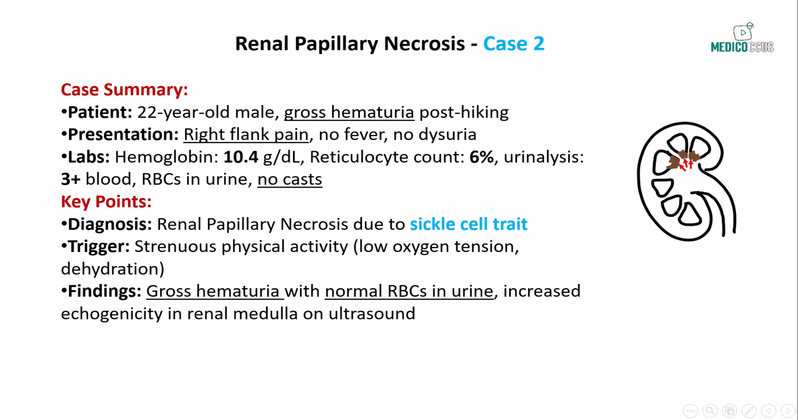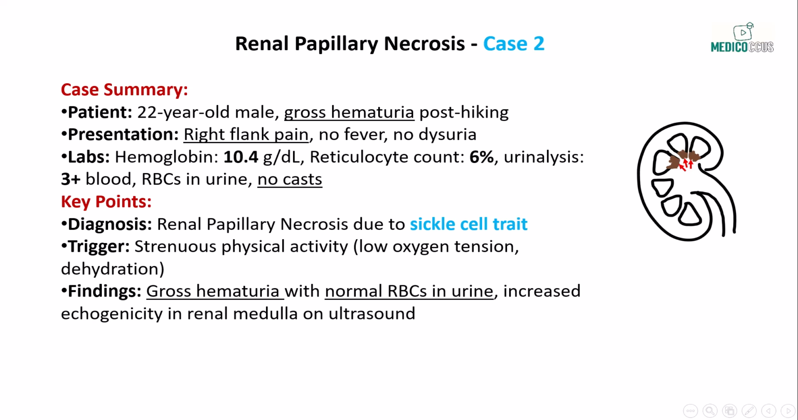To summarize the high yield points, renal papillary necrosis typically presents with gross hematuria, flank pain, and occasionally the passage of tissue fragments in the urine. The conditions most commonly associated with renal papillary necrosis include sickle cell disease or trait, diabetes mellitus, analgesic nephropathy due to chronic non-steroidal anti-inflammatory drug use, and severe pyelonephritis or urinary tract obstruction.